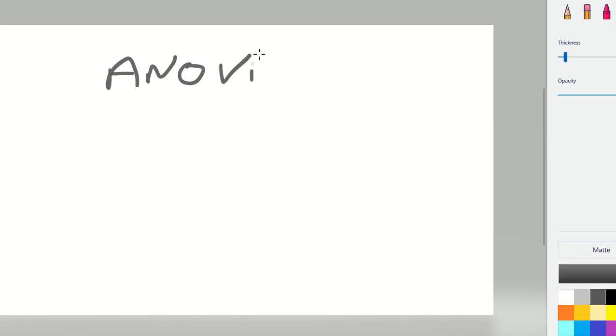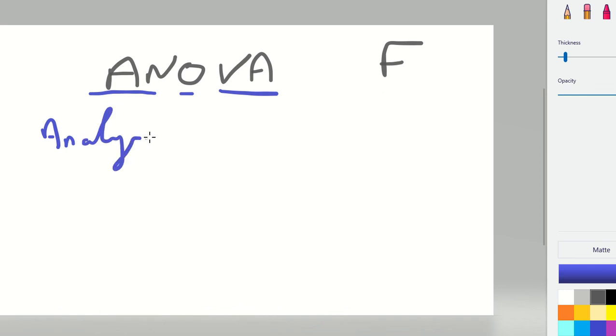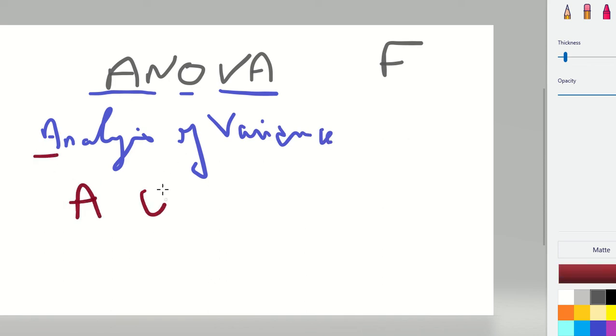Actually, it's the ANOVA analysis for the F test. So ANOVA is an acronym where N-O-VA, and AN stands for analysis, O for of, and VA for variance. So it's the analysis of variance. Okay? And that's why some books call it AOV. It's exactly the same thing. ANOVA, AOV, analysis of variance is the same thing.